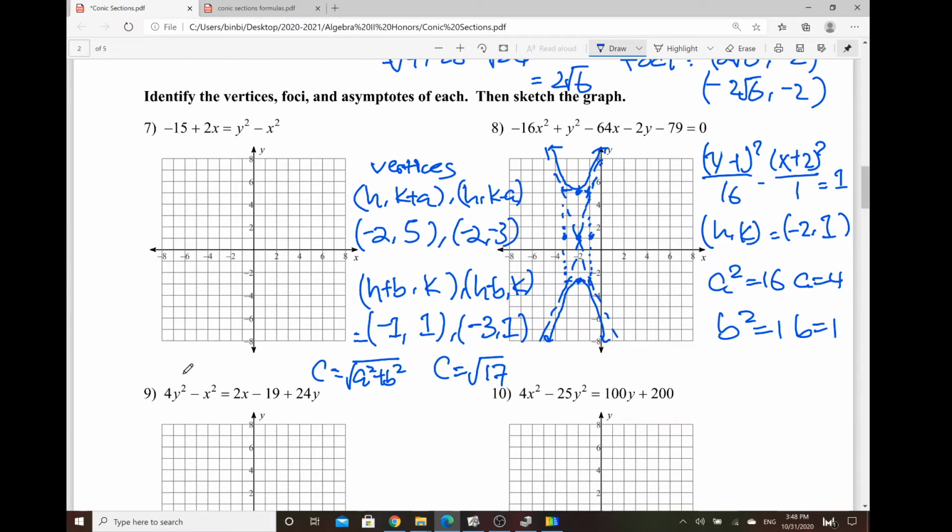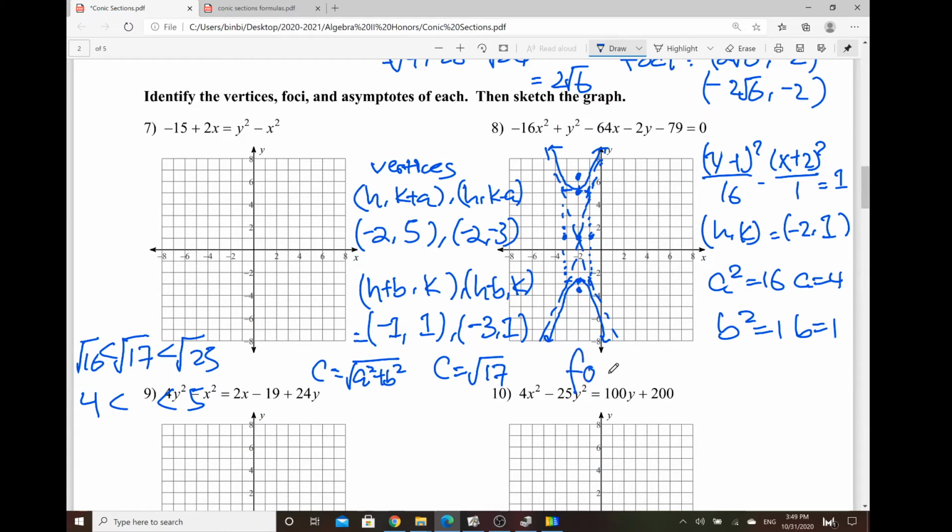So root 17, what is that about without using the calculator? Well, this one is greater than root 16, but it's less than root 25. So it's less than 5, but greater than 4. Educated guess, I would say that's about 4.5, maybe 4.45. Okay, so count about 4.5 units up from the center. So 2 plus 4.5, that'll be 6.5, somewhere right here. And then the other one is down here.